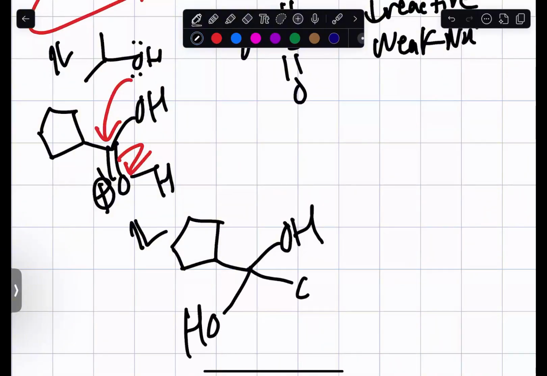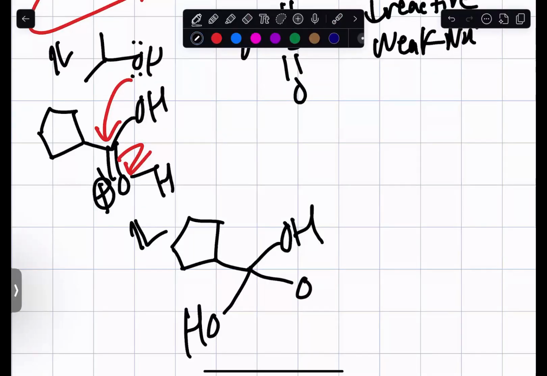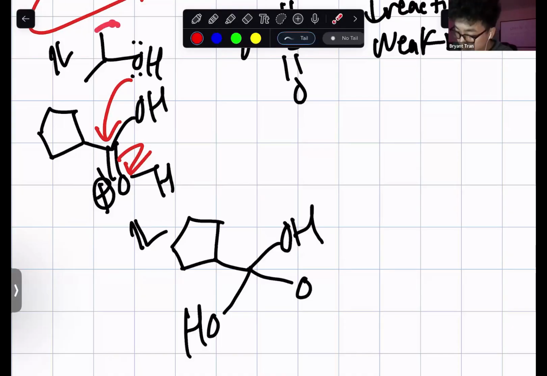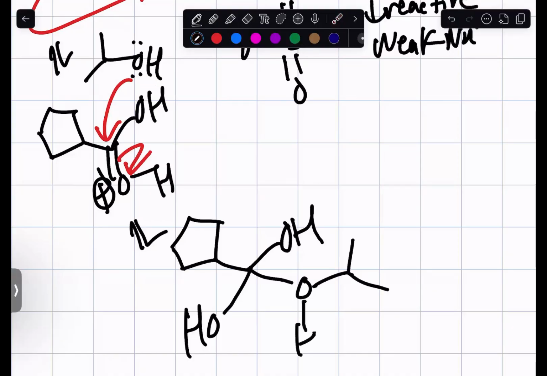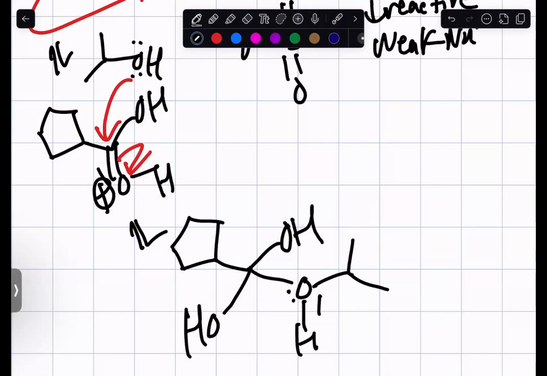It's going to be OH here. It's going to be this oxygen here, right? And what else is attached to this oxygen here? What is attached to that oxygen that you see? Is that a propyl? Isopropyl. Isopropyl, yeah. Isopropyl group and the hydrogen. Yep, the hydrogen. So what charge would this oxygen have? A positive. Positive charge, right?